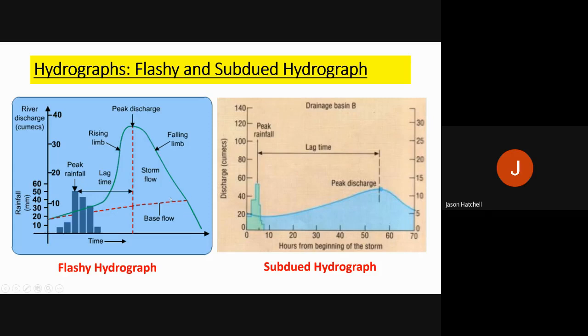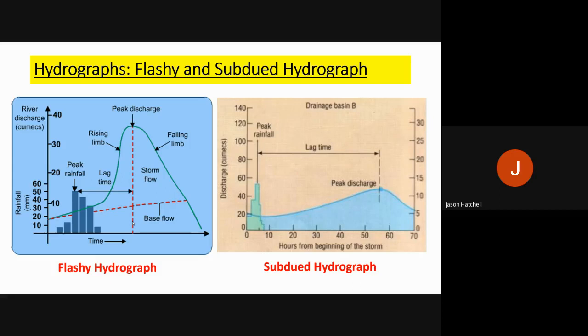And we finally have base flow. Now, base flow is very simply what would have happened if this storm event did not take place. You don't need to worry about that too much because you're mainly going to be talking about peak discharge and peak rainfall in relation to drainage basins. And then finally, for the subdued hydrograph there, we can see it's very similar. It's just that peak discharge is much smaller.